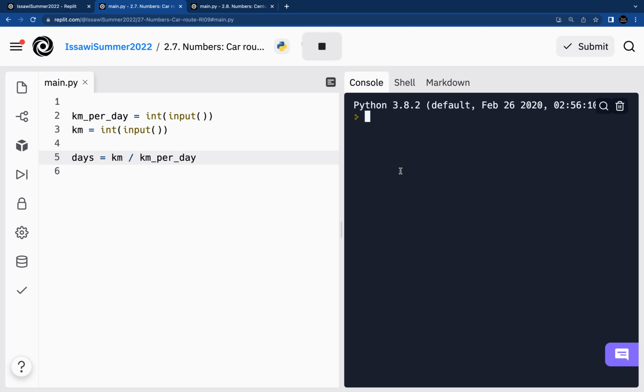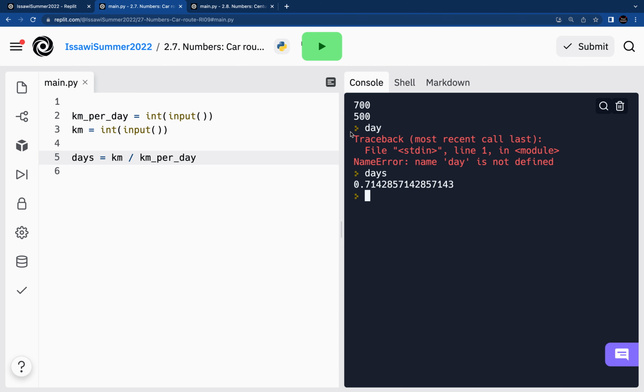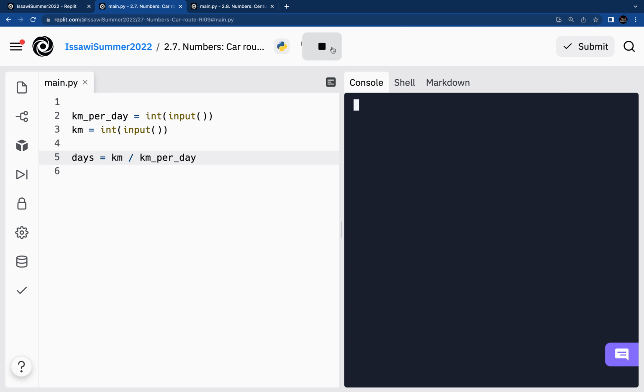Now, let's do that. I say 700, 750. Oops. Let's just say 500. Well, what's stored in days? More than nothing, so more than 0, so I should round up in that case. So let's just try this again. If I say kilometers per day is 700, and kilometers to travel 700, days is going to be equal to 1 day, which is pretty much what we want.